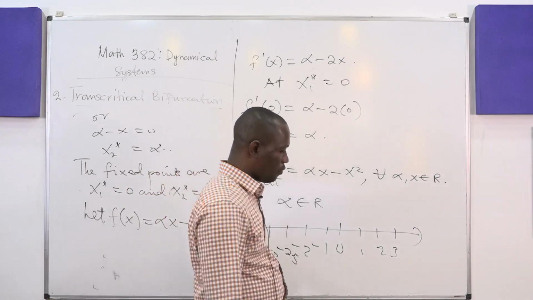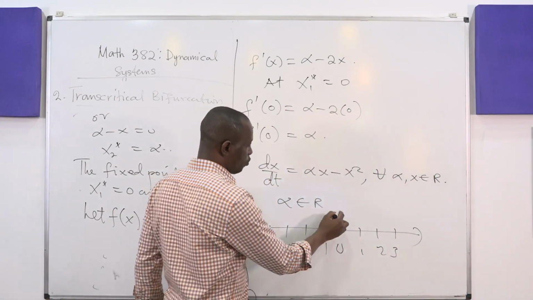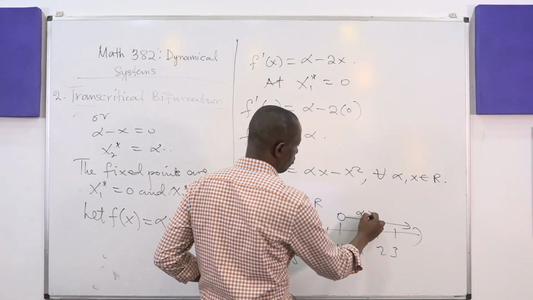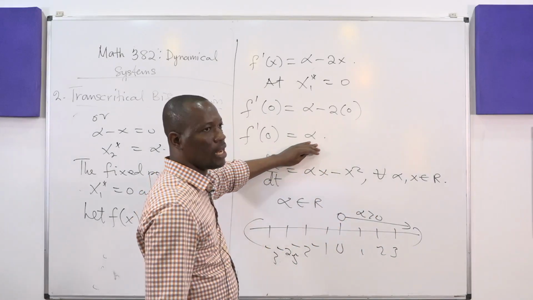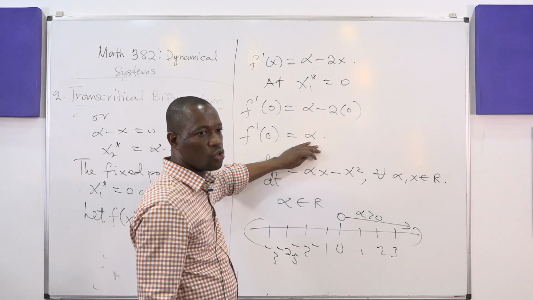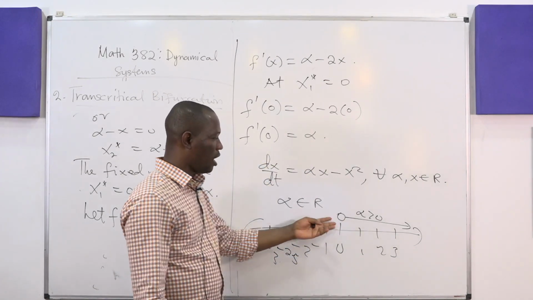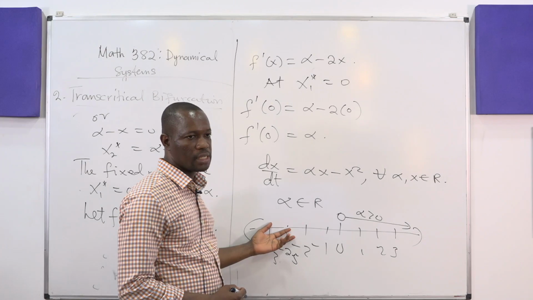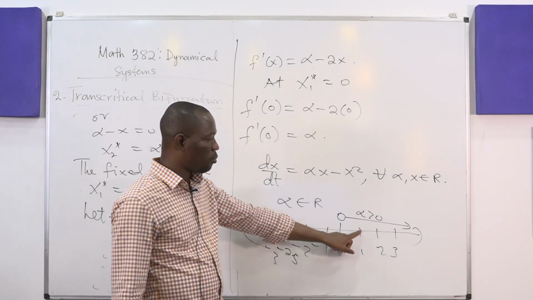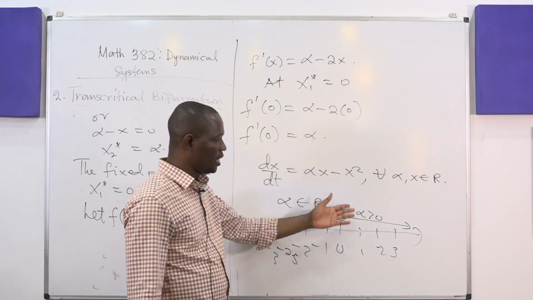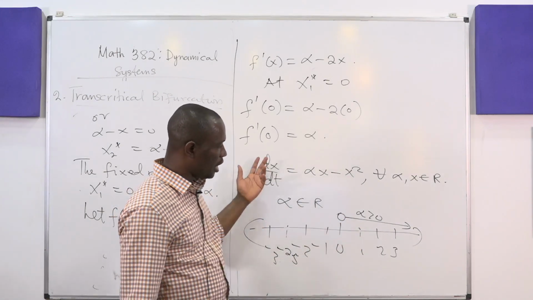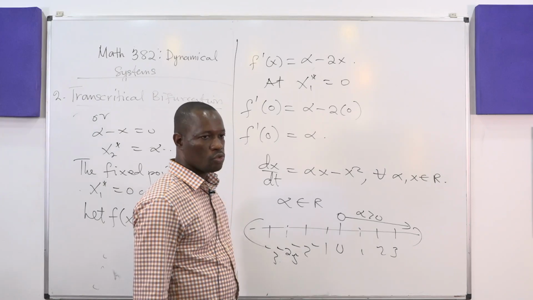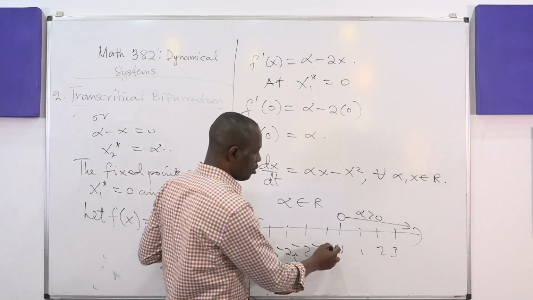If you look here, when alpha is greater than 0, then f prime at 0 is greater than 0. Then it is unstable. If you consider alpha less than 0, then the derivative at 0 will be less than 0, so it is going to be asymptotically stable. And with 0, it is inconclusive. So this one tells us that 0 is our bifurcation point.